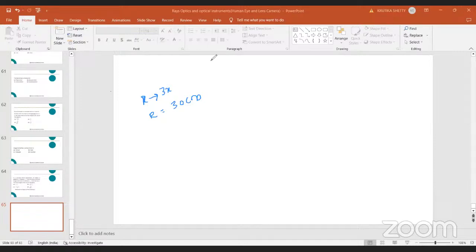So a person is standing in front of a concave mirror. He wants his image to be 3 times enlarged. So where should he stand in front of the mirror, where the radius of curvature of the mirror is 30 centimeter? Is the question clear? If you want me to repeat the question, I'll repeat. Okay. So here what they are saying, you require a 3 times enlarged image.